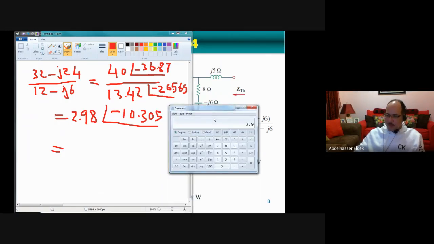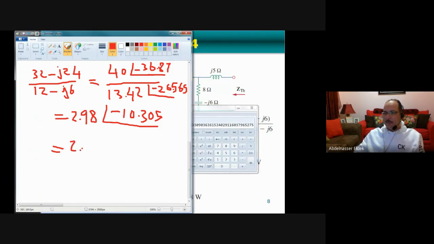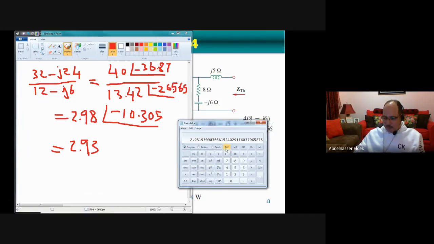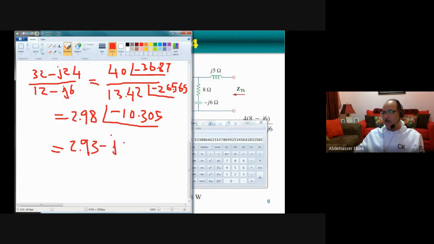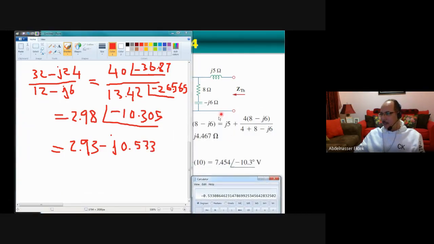You have to add j5 to it. So you can say, okay, this equals 2.98 times cosine of negative 10.305, which equals 2.93. And then 2.98 times sine of negative 10.305 equals negative 0.533, so it is minus j0.533. Okay, so this is this part here. Add this to plus j5.